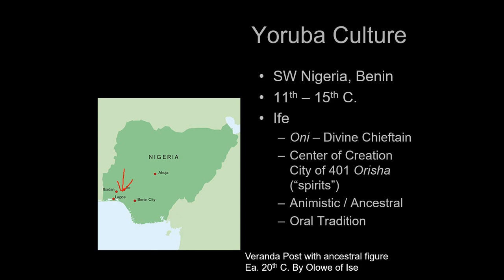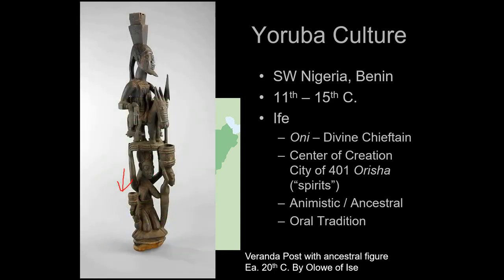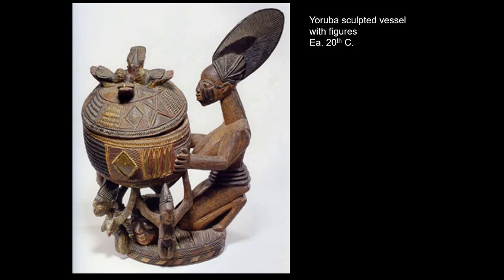There is still an Oni, a kind of divine spiritual chieftain or leader that is still there. And they again have this animistic ancestral religion, this belief that all life is kind of animated, and they pass this on through their oral tradition. They have a very vibrant carving style that again is highly stylized, and this carving style continues right up until the 20th century. When we look at Yoruba figures, they're noted for their incredible sense of design.